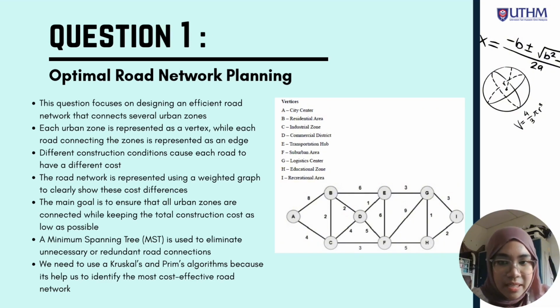The main goal is to ensure that all urban zones are connected while keeping the total construction cost as low as possible. A minimum spanning tree (MST) is used to eliminate unnecessary or redundant road connections. We need to use Kruskal's and Prim's algorithms because they help us to identify the most cost-effective road network.